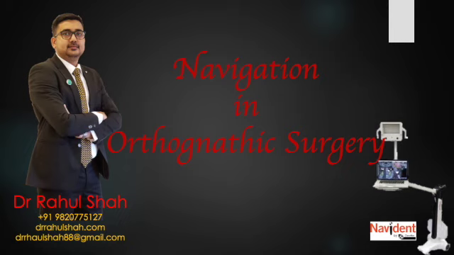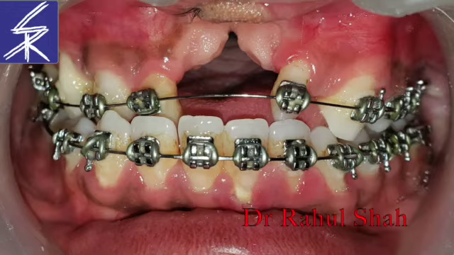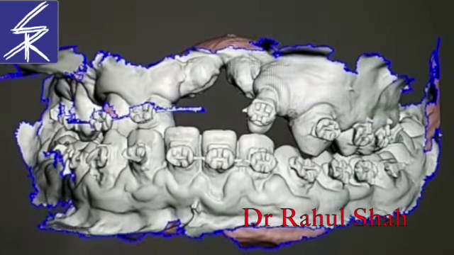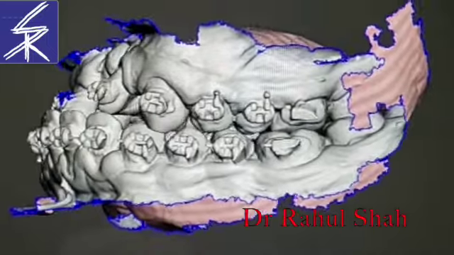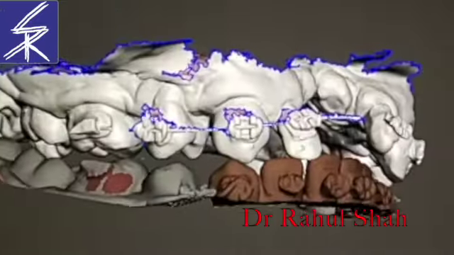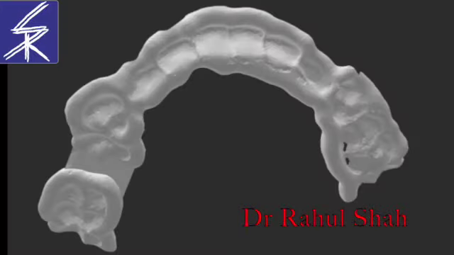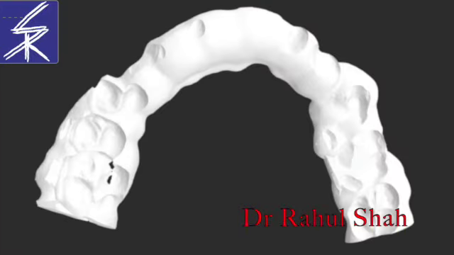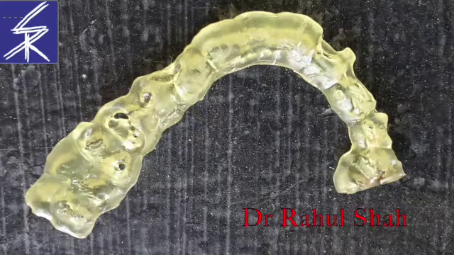Today I'll be covering the topic the use of navigation in orthognathic surgery. This is a case of a cleft patient. Patient had a severe negative overjet. A complete digital planning was carried out in which a digitally prepared surgical stent was made, which was then 3D printed for the use of surgery.